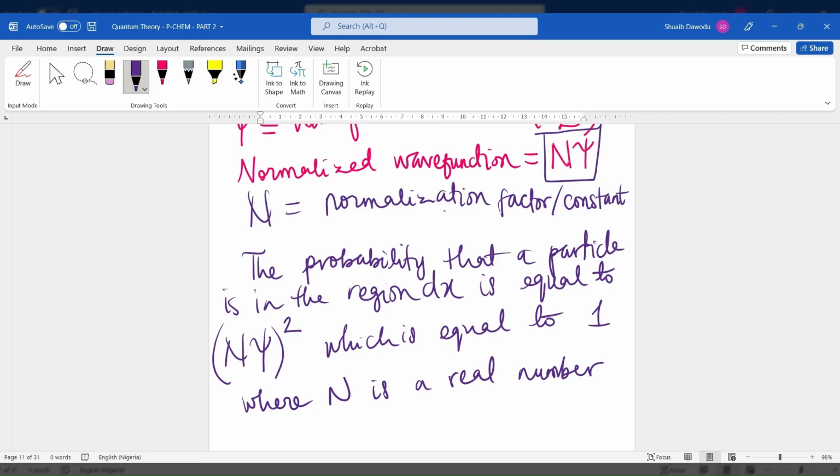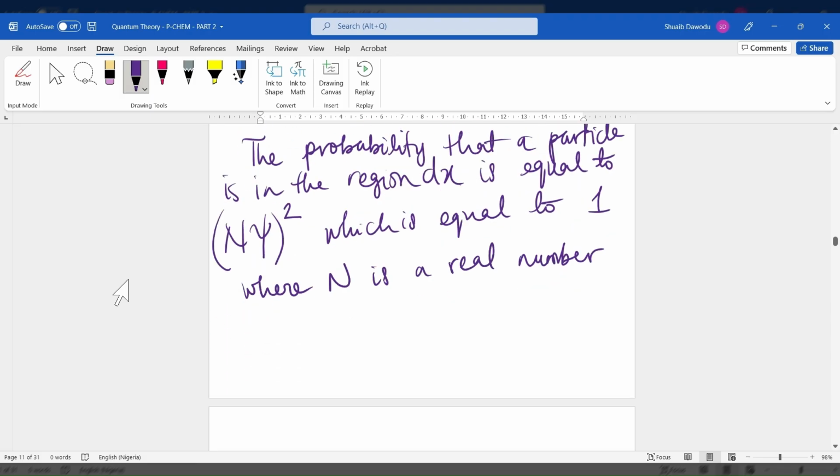Imagine that in a region dx, dx is the entire world. The probability of finding me in the entire world, whether I'm alive or dead, is 1. I cannot be found in one place. So this is basically what this is trying to tell you. And to think about it mathematically, we end up getting N times the wave function, all squared, dx, is equal to 1.